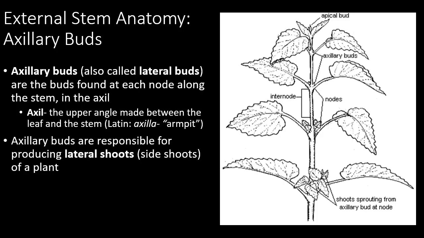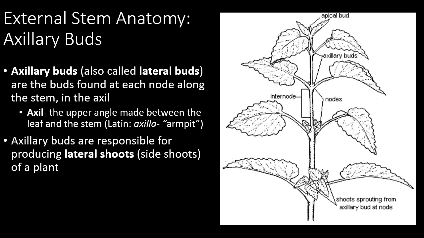That comes from the Latin word axilla, which means armpit. And if you look at that upper angle between the stem and the top of the leaf, you can see that it is this acute angle, less than 90 degrees. It's kind of like an upside down armpit. And the axillary buds are tucked right into that armpit, as it were.